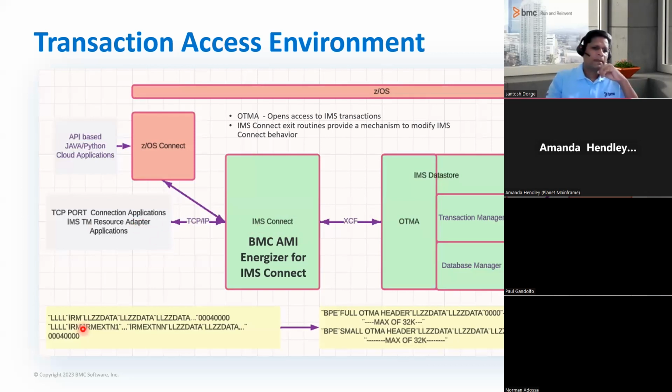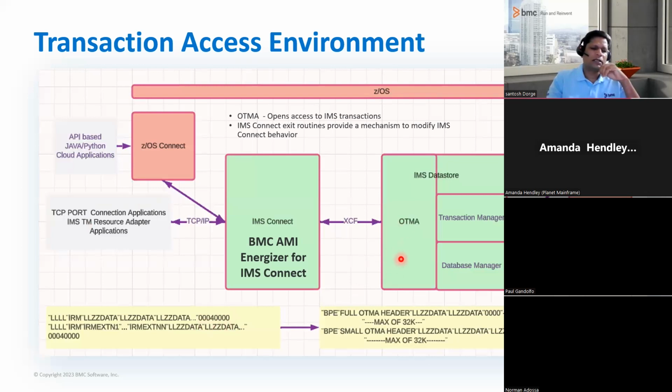So the input message is of the format where there is the full word length, then the 28-byte fixed length IRM, and then LLZZ data ending with the string 00004 x of 00004. It can use something called the extended IRM, and it is of this format. Or alternatively, it can use the pre-built OTMA headers like shown here.